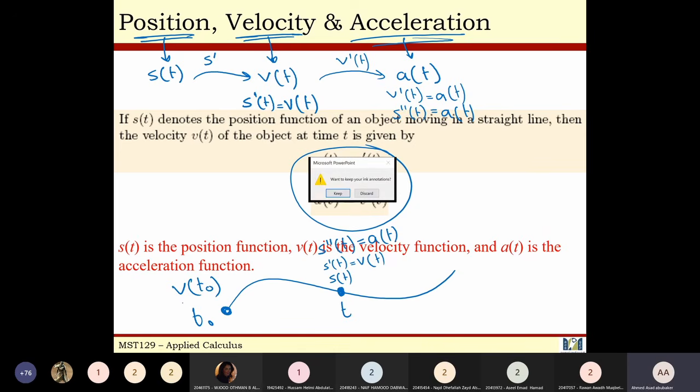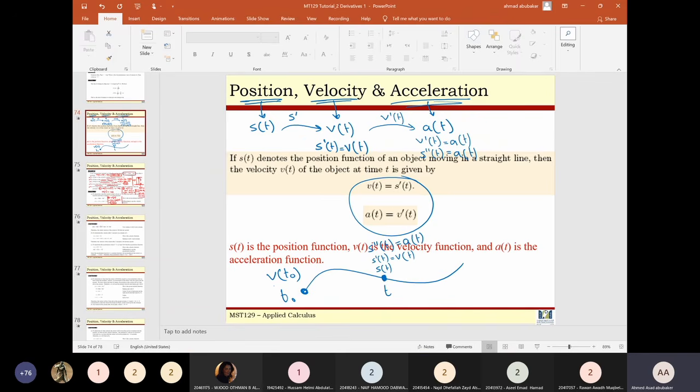Now we have finished chapter 2, the derivatives, and inshallah next lecture we will start chapter, or tutorial, number 3.